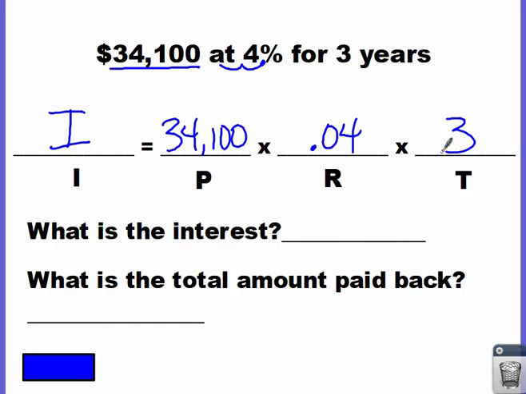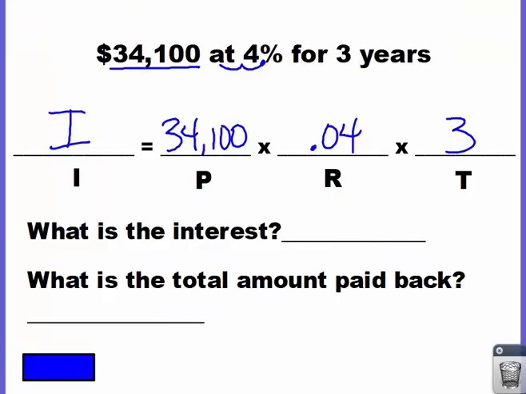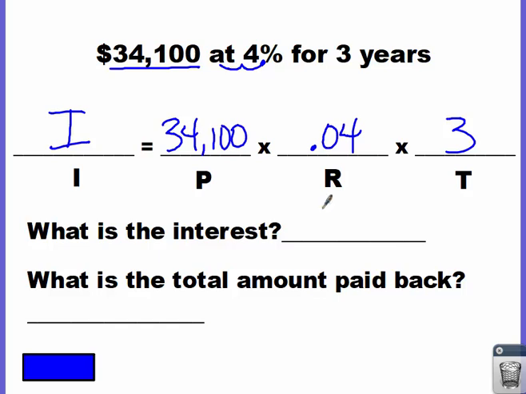Okay, so we go to our calculator. We type in $34,100. We're going to multiply that by our interest rate, which was 0.04. And then we multiply that by our term or our time in years, which is 3. And we find out that the amount is $4,092.